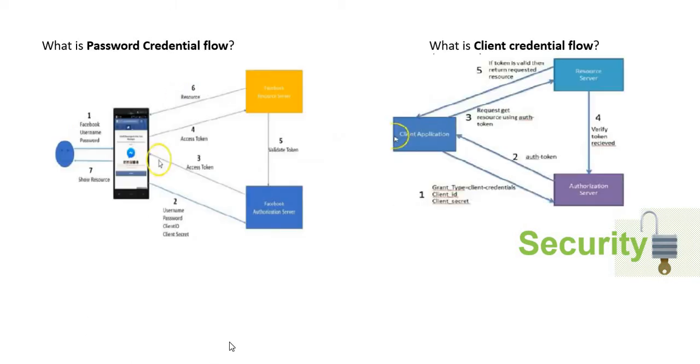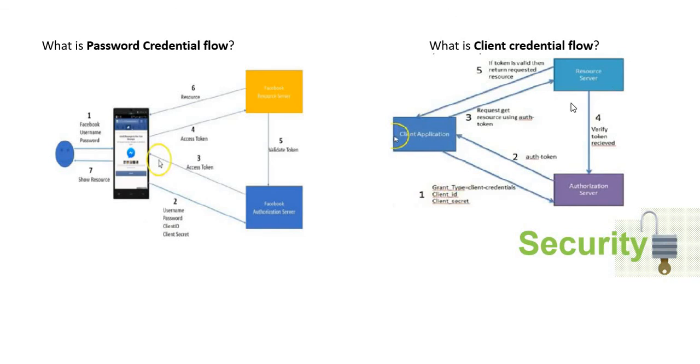Let's see a few more flows using the OAuth framework. This is the password credential flow. Here I want to log into Facebook using the mobile app. The mobile app needs permission from Facebook to access the resource. Here we just need an access token to access the resource, because as per this flow, no client is in the picture.